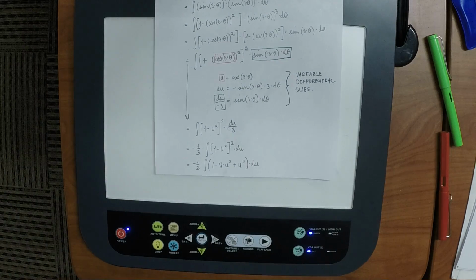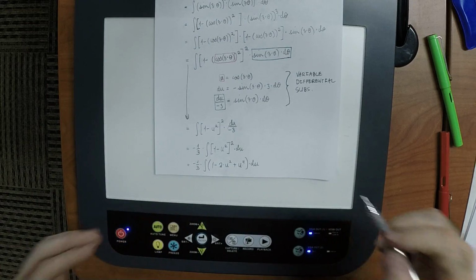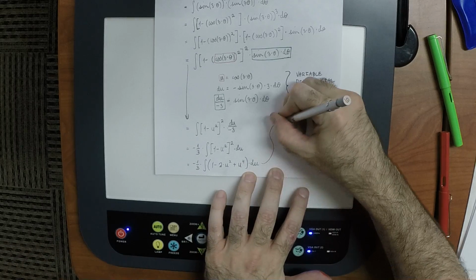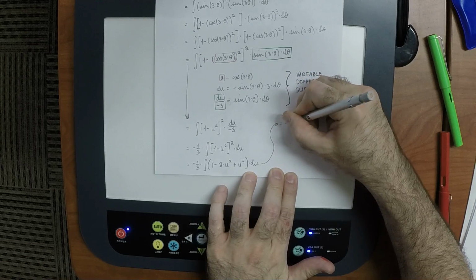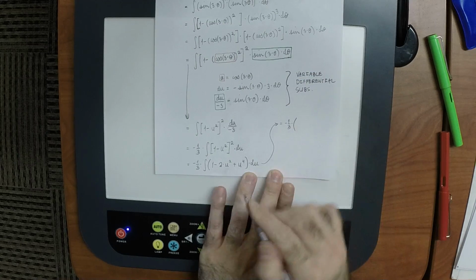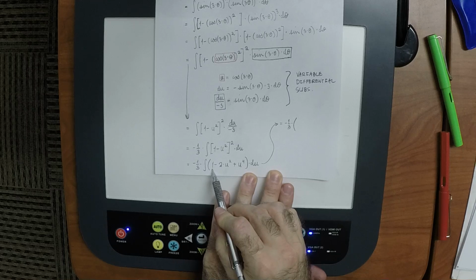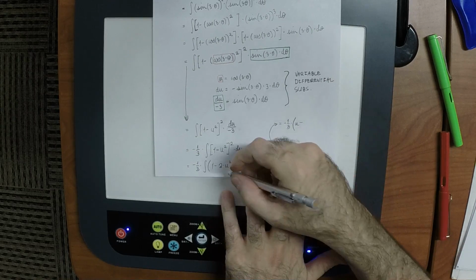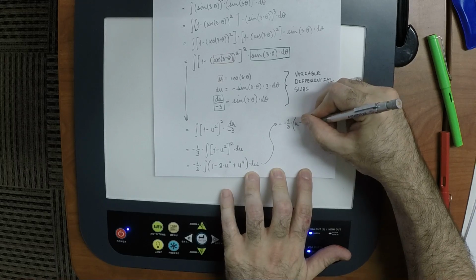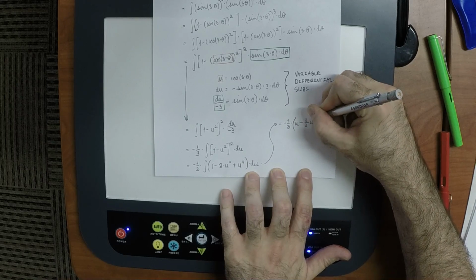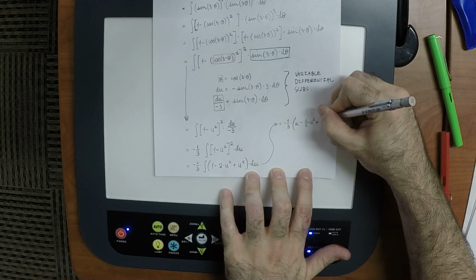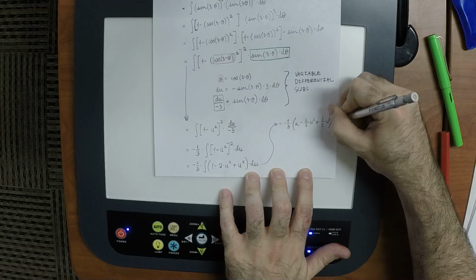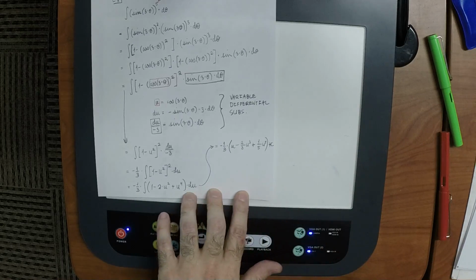Now each one of those terms, we can use the power rule, right? So then the answer would be negative a third multiplied by, so what's the antiderivative of that? Just u. And then subtract, the antiderivative of that would be 2/3 u cubed. And then the next one, a fifth u to 5. And then plus c.